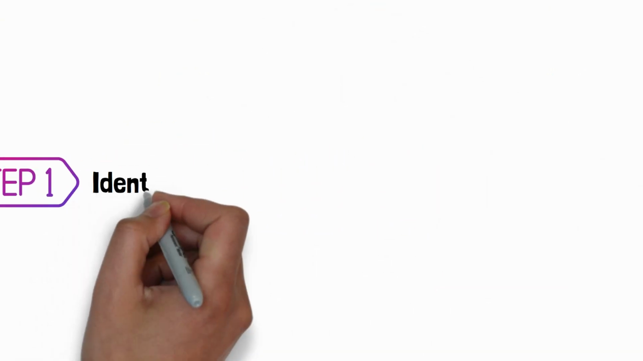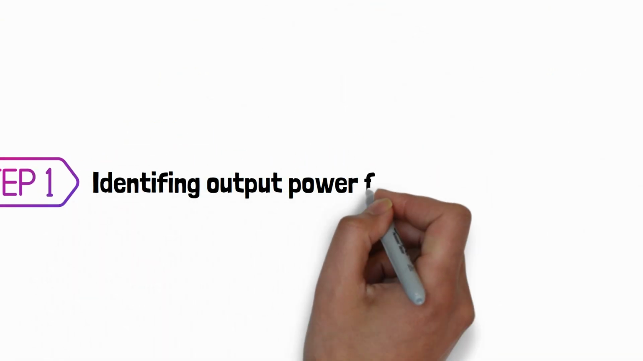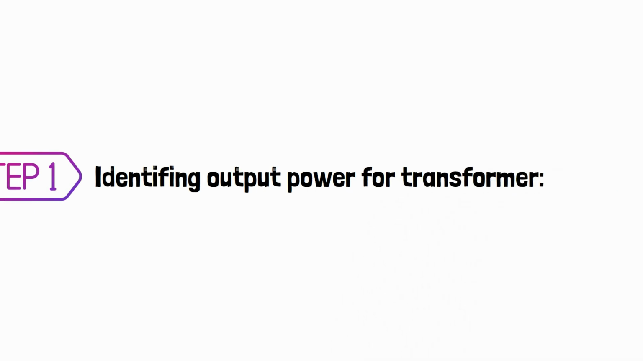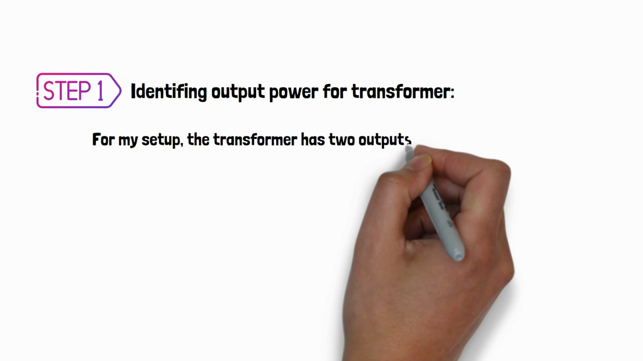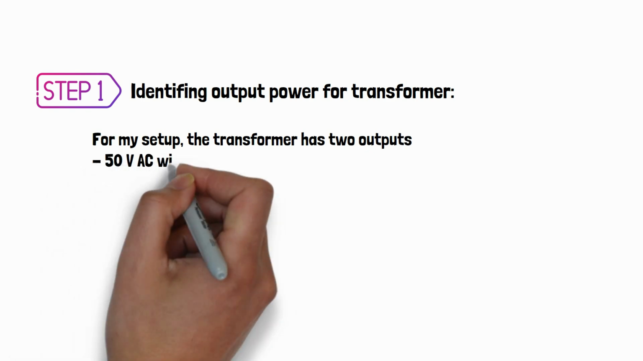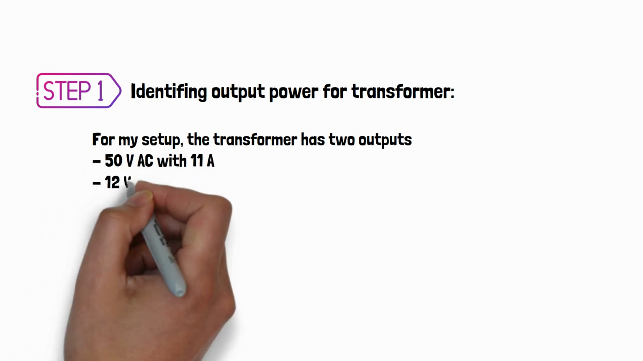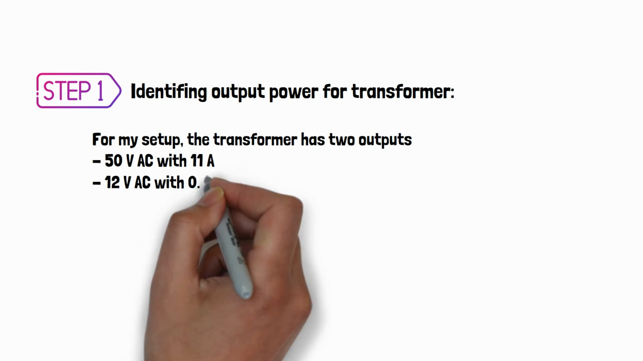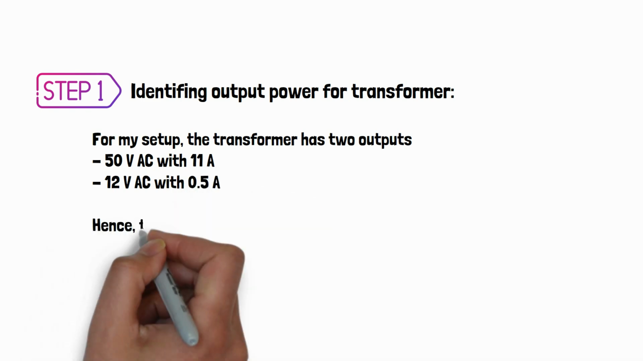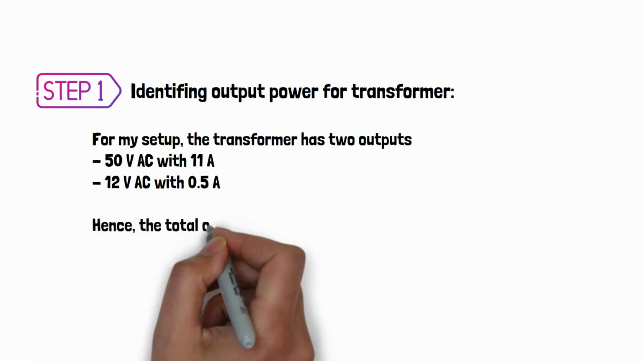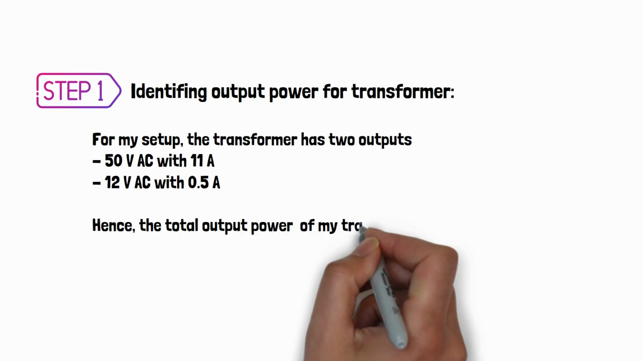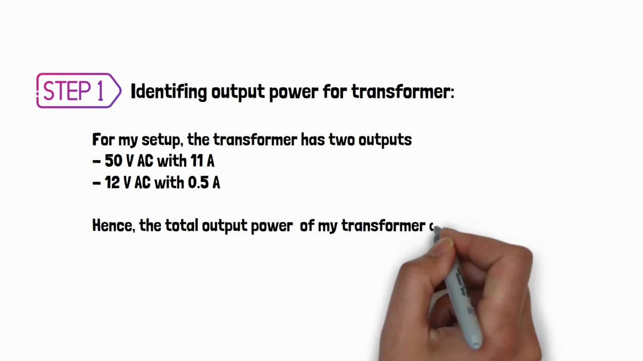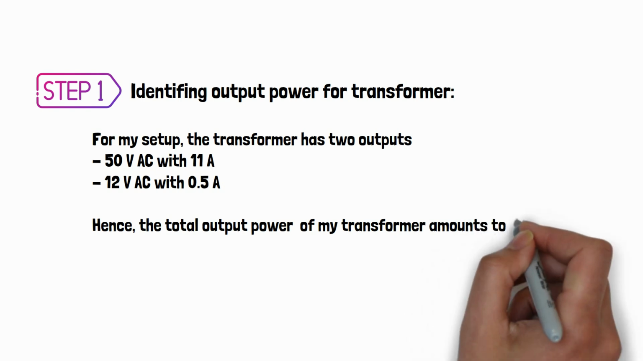So, step 1. In the first step we should declare the output power of the transformer. In my case, my transformer has two outputs. The first output is 50 volts with 11 amps, and the latter output is 12 volts with 0.5 amps. So the total output power of my transformer is 556.